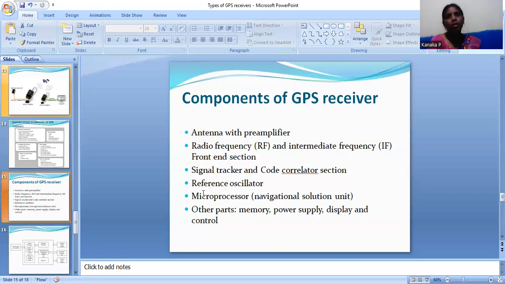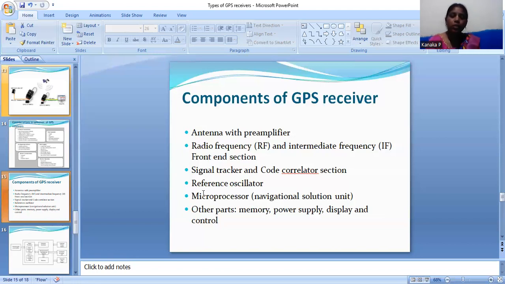So the main topic is features of a total station. A total station combines an electronic theodolite with a distance measuring system and a microprocessor. So that is the total station.